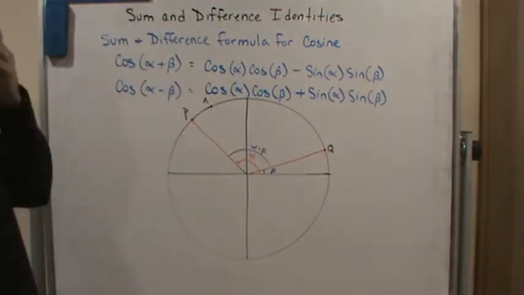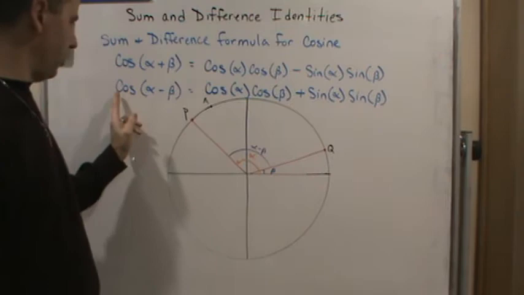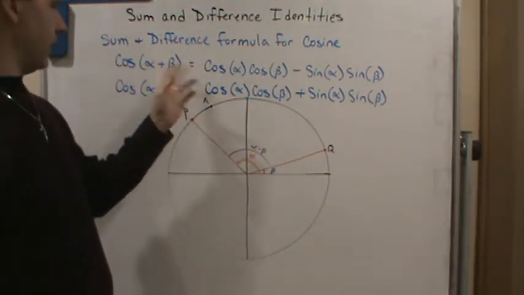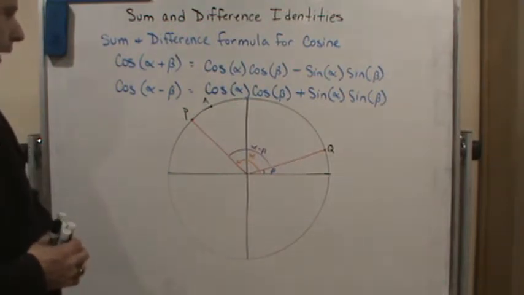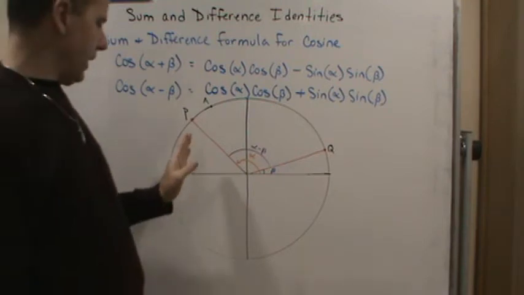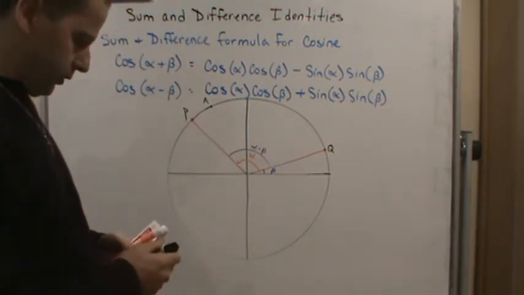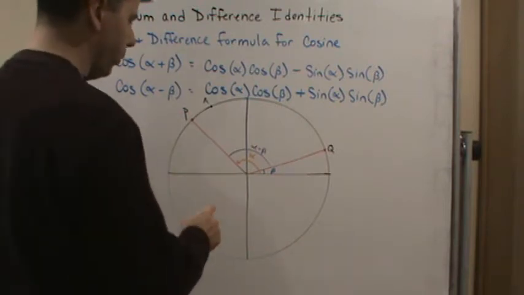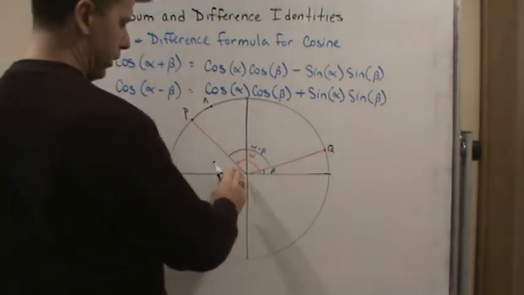Okay, so now I'm going to prove this one, and the other one is pretty much the same, or similar. What I'm going to do is set up a circle here, a unit circle, and I'm going to set up this triangle.